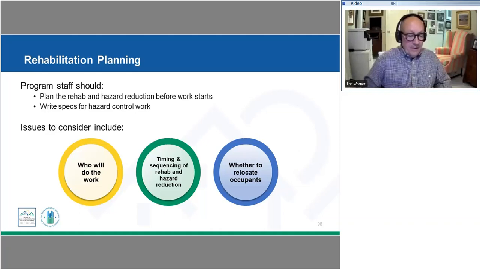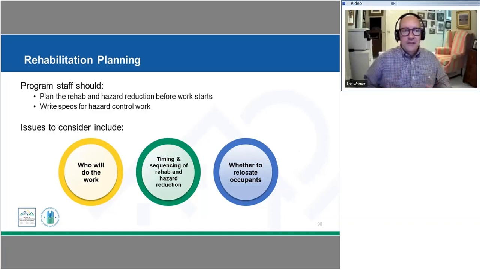In some cases, and we'll talk about this a little bit more, we may have a unit where we're not going to disturb any lead-based paint surfaces, so we could leave our occupants in place. Other cases we might have exterior work only, and we're able to seal off any openings and protect those occupants, so we may be able to leave them in place.